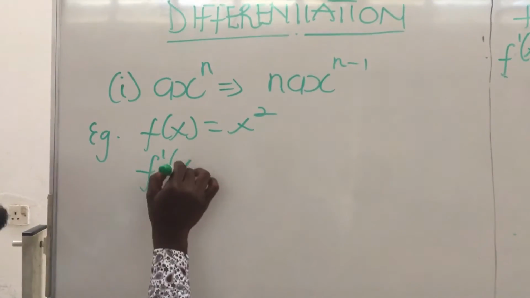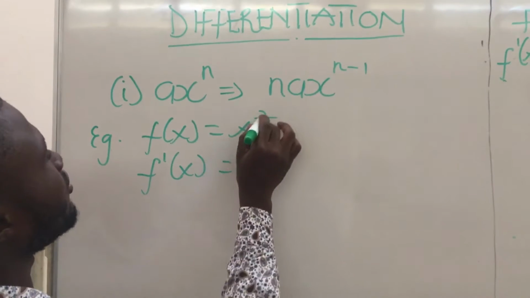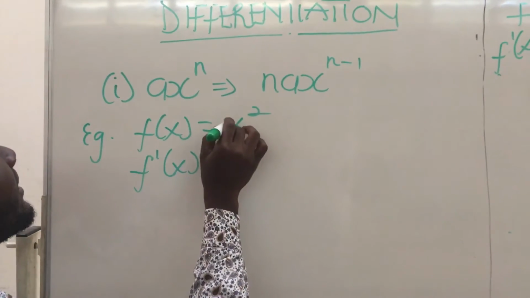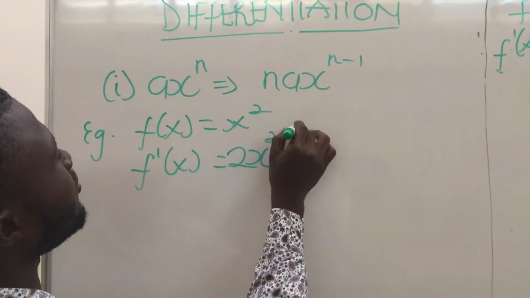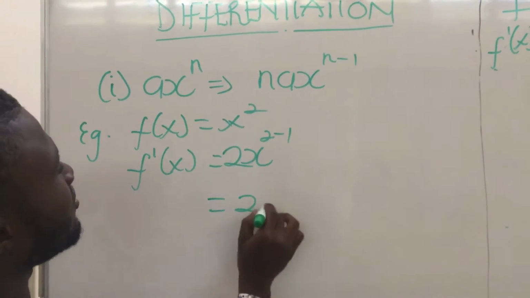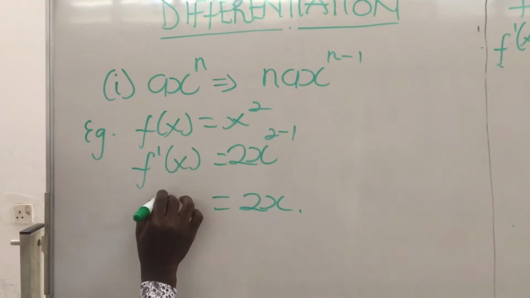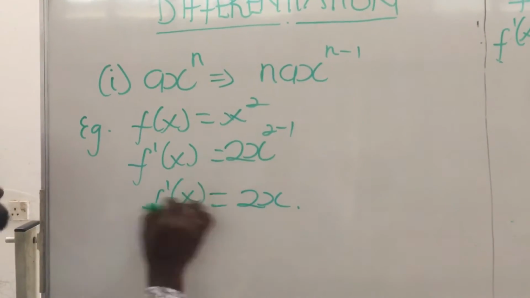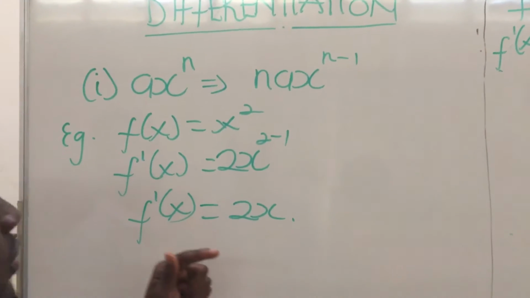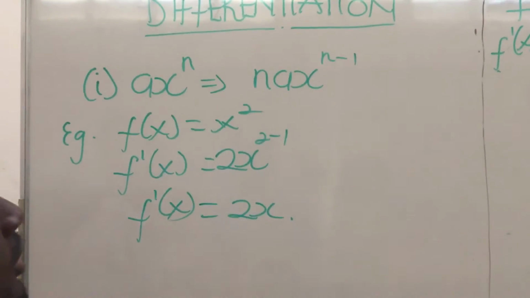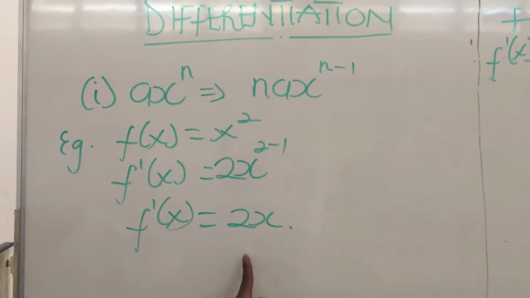f prime of x will be equal to 2 times the coefficient. A is what? 1. So 2 times 1 x raised to the power 2 minus 1, which is equal to 2x. So 2x becomes our f prime of x. We are going to use the first principle to get this same answer, 2x.